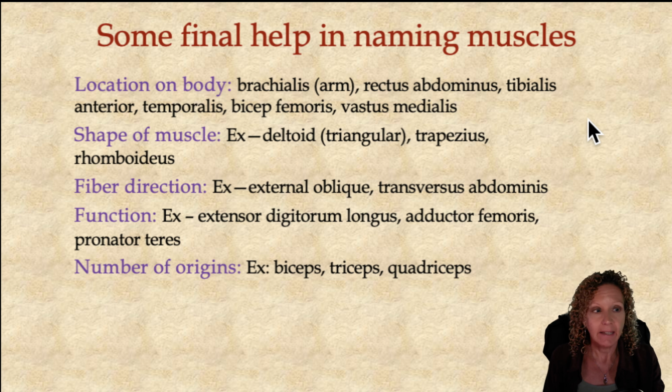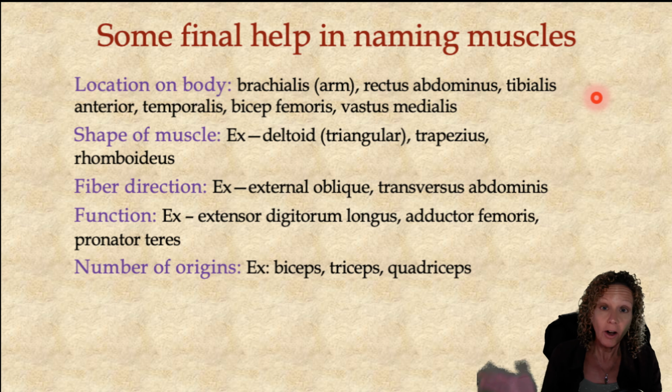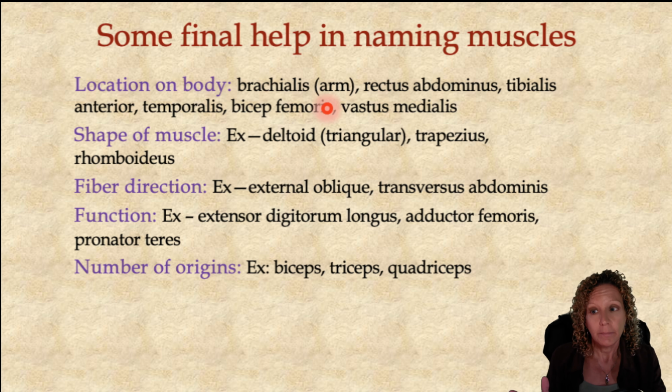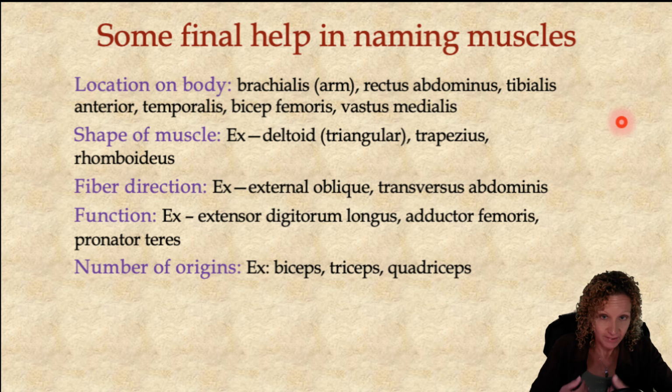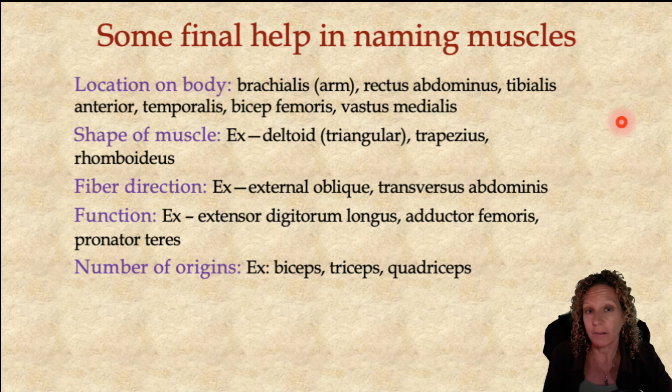They can get their names according to where they are on your body. Like brachialis is in the brachial region, your arm. Rectus abdominis in your abdomen. Rectus means straight. So rectus abdominis is kind of this straight up and down muscle in your abdomen. Tibialis anterior is actually anterior to your tibia.